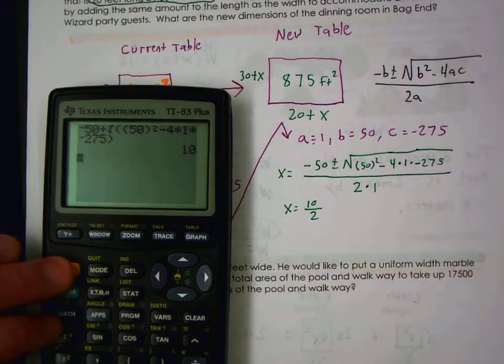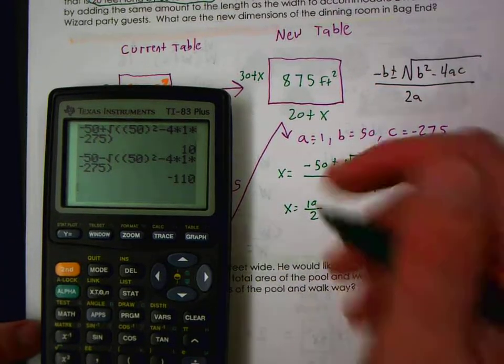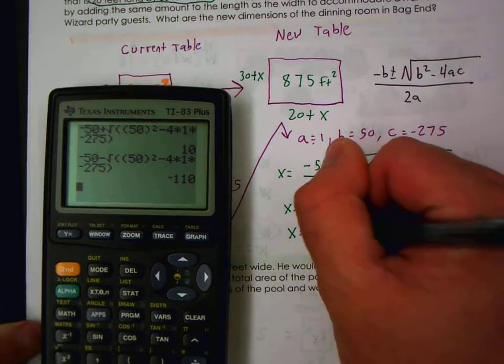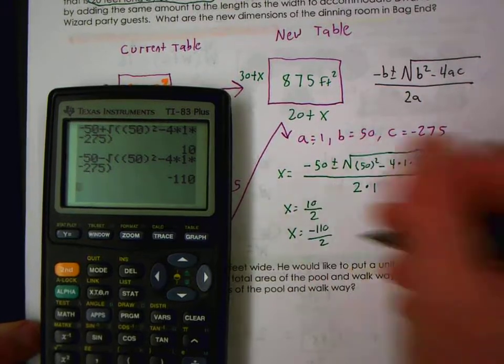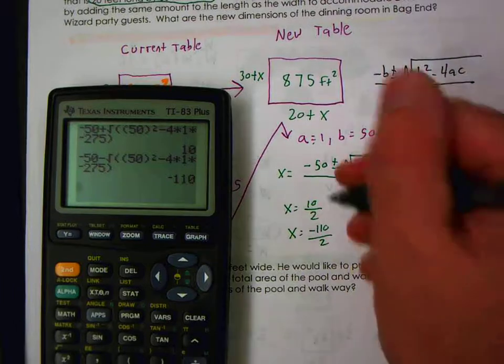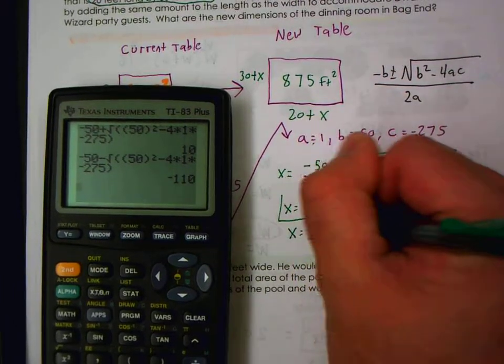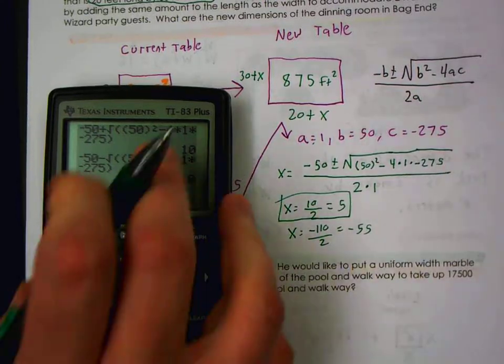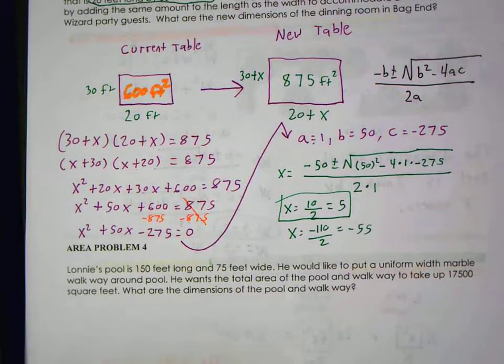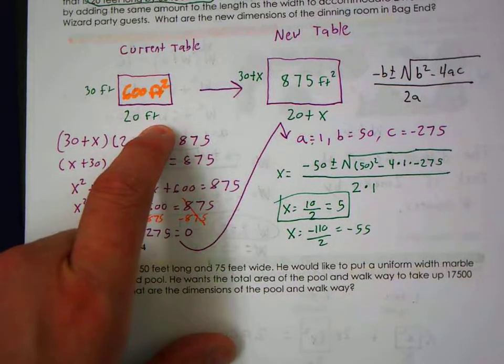And then the other one will be at the minus. That's negative 110 divided by 2. This is 5. 10 over 2 is 5. This is negative 55. So you're going to go with this one. So you're going to add 5 feet to both sides.